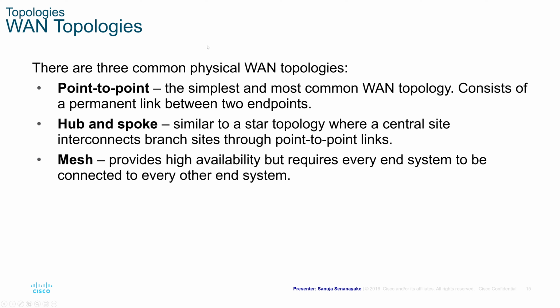Hub and spoke is similar to a star topology, where a central site interconnects branch sites through point-to-point links. You probably have heard this term hub and spoke if you ever researched how the airline industry works, for example. It looks like a star topology, but basically you have a central hub, just like an airport main center, for example, and then everything else is connected to that central hub, and those are the spokes. From the central hub, every other device is connected through that hub. So that's the hub and spoke system.